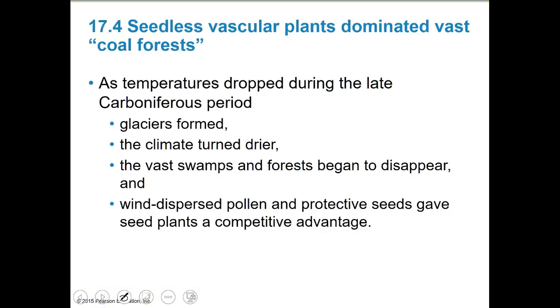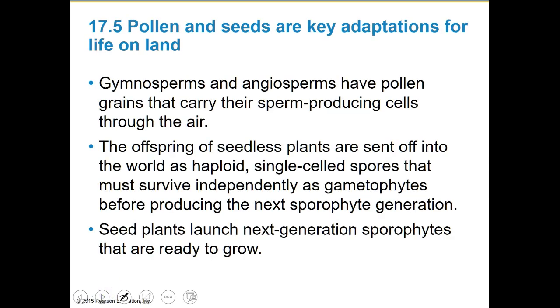Okay, so temperature dropped during the late Carboniferous period, and we had glaciers, and the climate turned drier, and vast swamps and forests began to disappear. And so wind-dispersed pollen and protective seeds gave the seed plants a competitive advantage. So it's in this time that we get wind dispersion, because the last two that we looked at were all dispersion by water. So wind dispersion is a new thing.